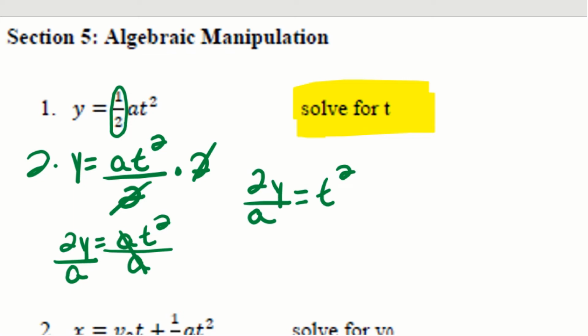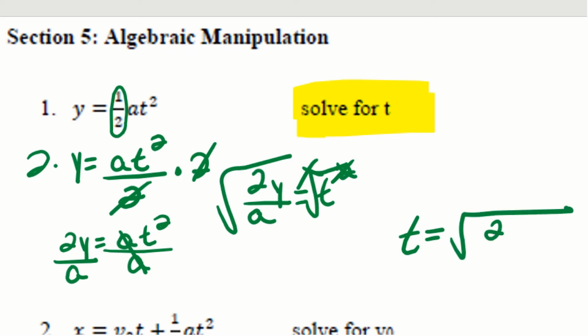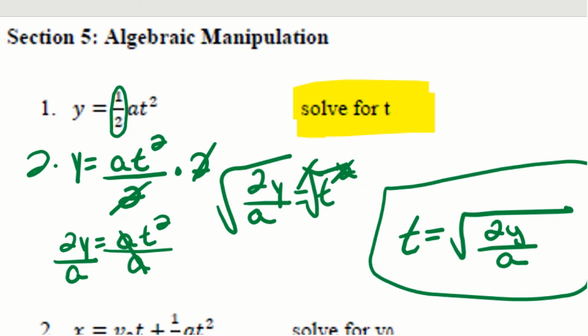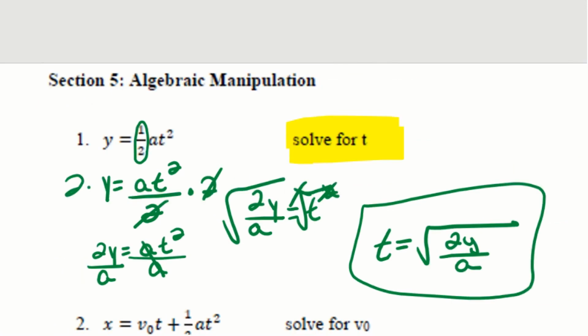Well, I want t by itself completely. So now I need to get rid of the squared. And the opposite of squared would be square root. Whatever I do on one side, I need to do to the other. So in reality, my equation would now be t equals square root 2y over a. And that would be my actual equation. So I want you to box that in. Get used to boxing it in. That way you know that that is your final answer. Okay, so now let's try out number 2.